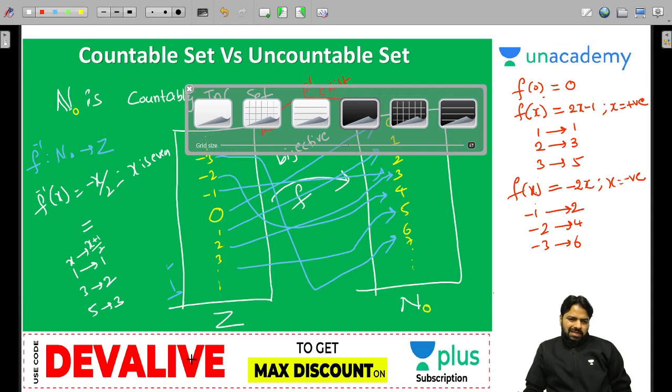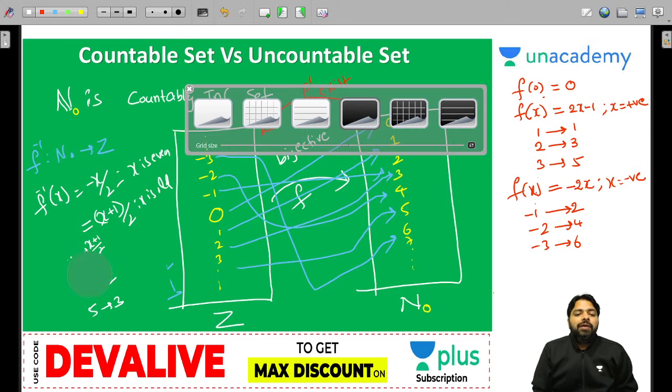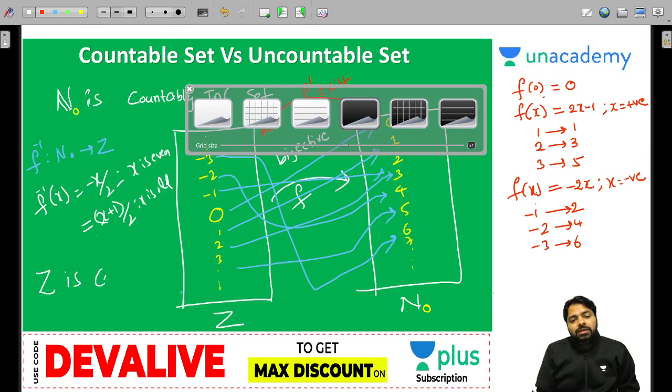Is that correct? I'm doing it. X plus 1 by 2. 2 plus 1, 3 plus 1, 4 by 2. Yes. That is x plus 1 by 2 if x is odd. That means I have shown you f and f inverse exist. It means it is bijective. So z is also countable. Now I can say that z is countable. I have proved it.